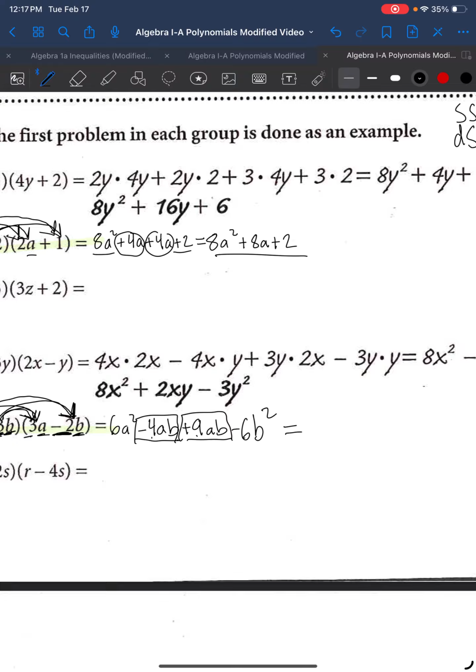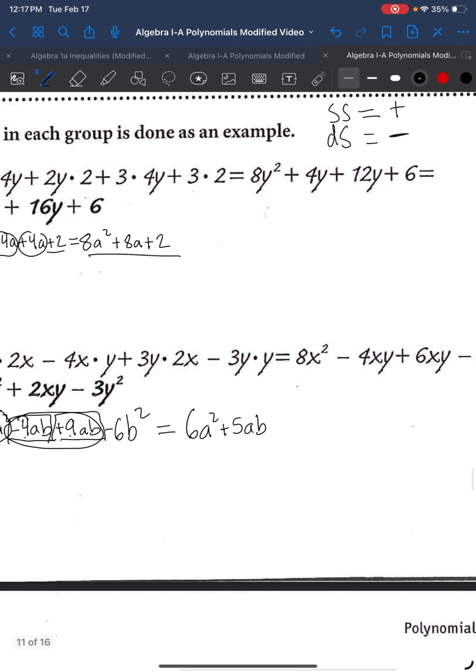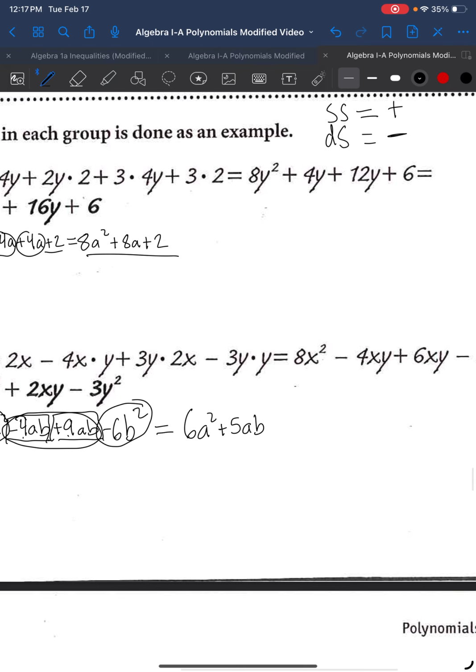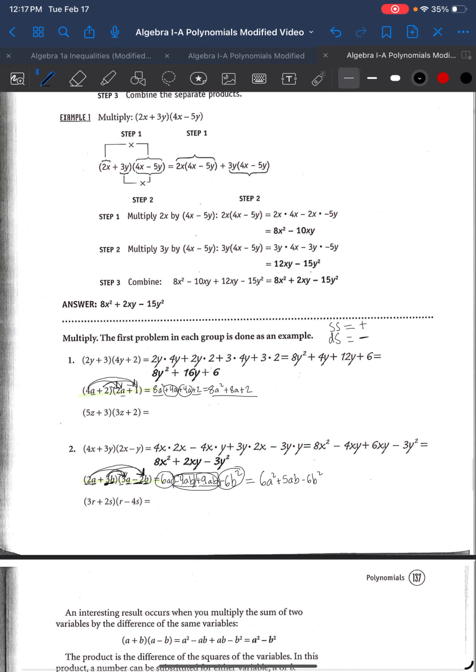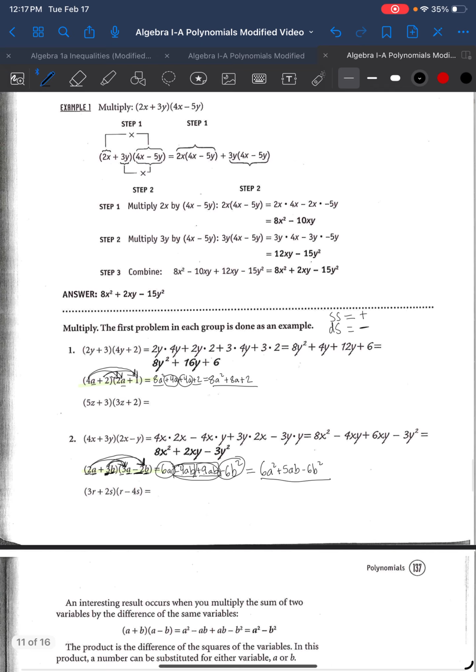I forgot to say though that we do want to still write that 6a squared. So I'm going to write 6a squared, even though there was nothing to combine it with. Then I'm going to combine these parts. So negative 4ab plus 9ab would be plus 5ab. And then we still have negative 6b squared. All right. So this is your answer for that one.